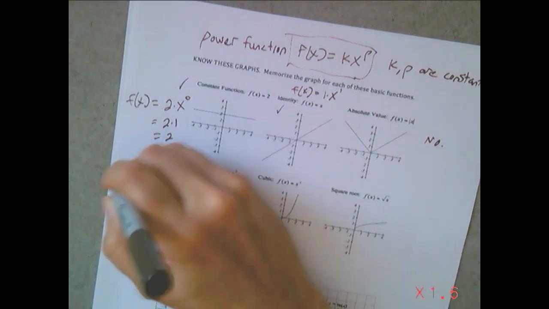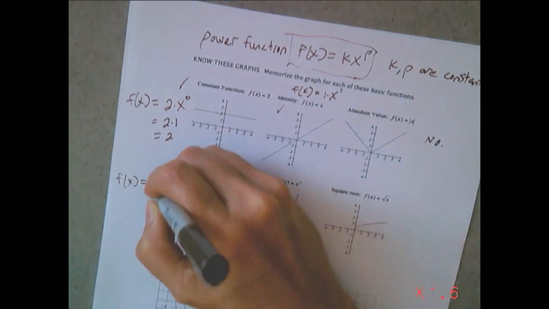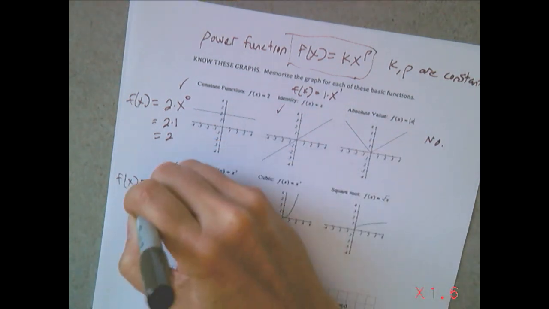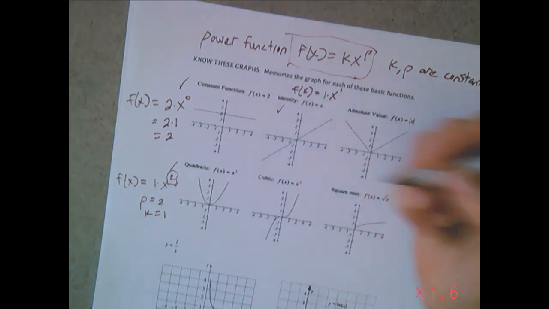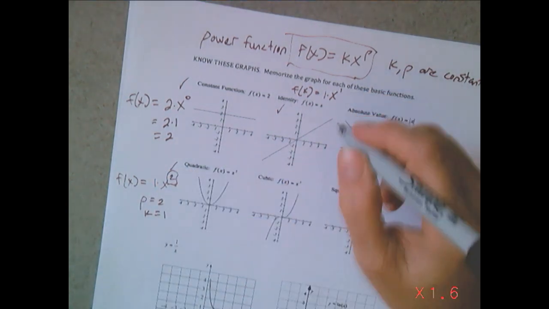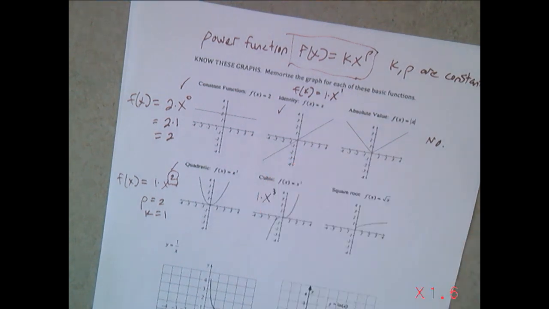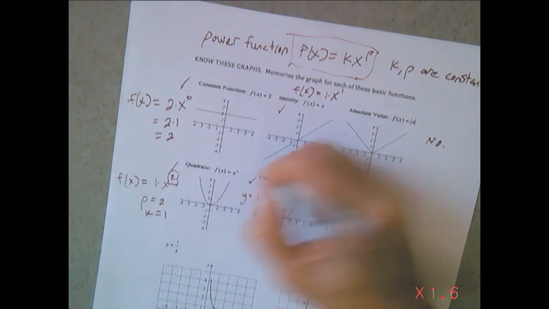That can be written, of course, as 1 times x squared, where p is 2 and k is 1. And the cubic can be written as a power function, 1 times x to the 3rd. That means that p is 3 and k is 1. So that is definitely it.